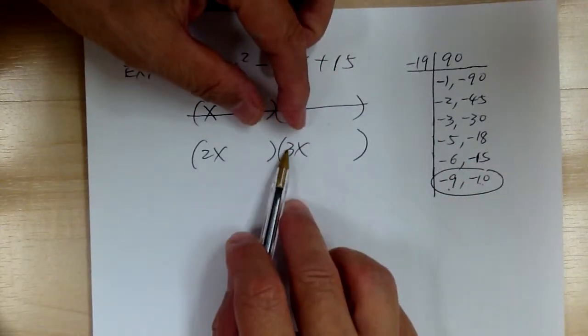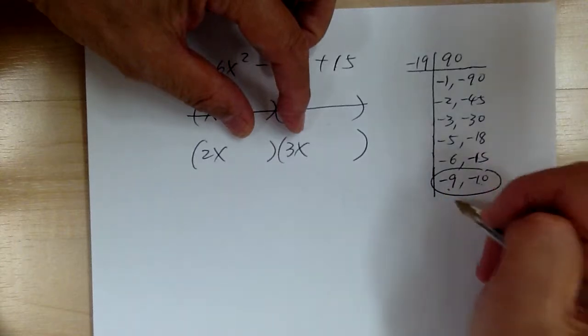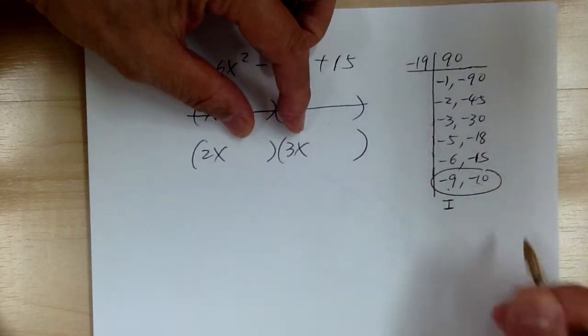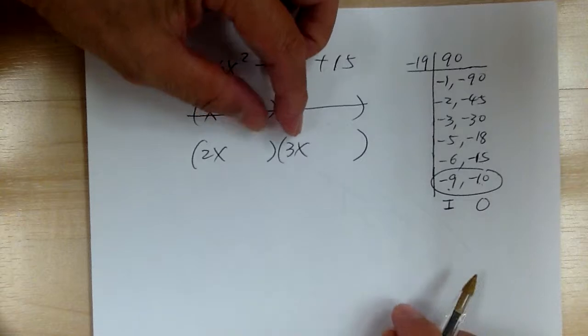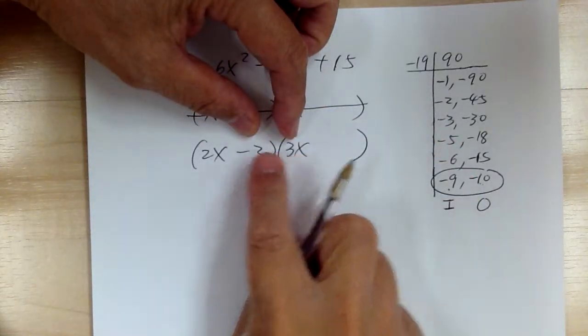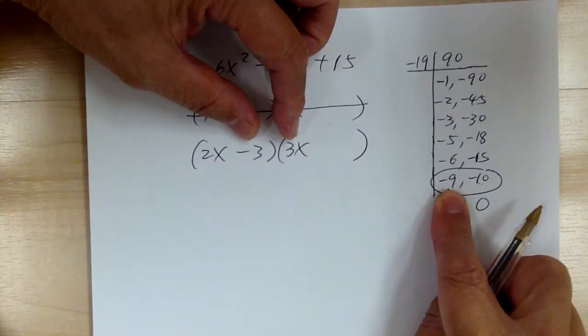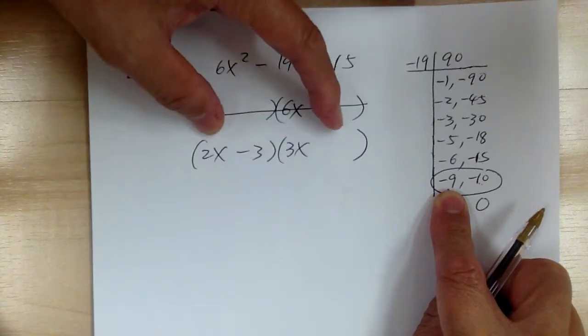Okay, so 3 times something equal to negative 9. Yeah, so you know that this is the inside, right? And this is the outside. Okay, so this would be minus 3. 3 times negative 3 give you negative 9. Okay, that's the inside. Now you do the outside.